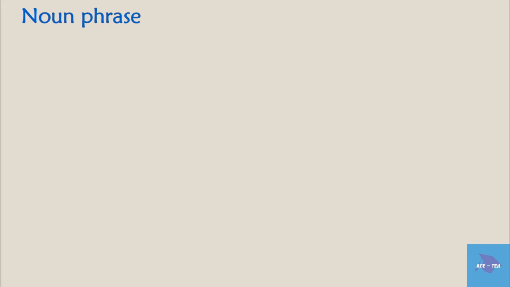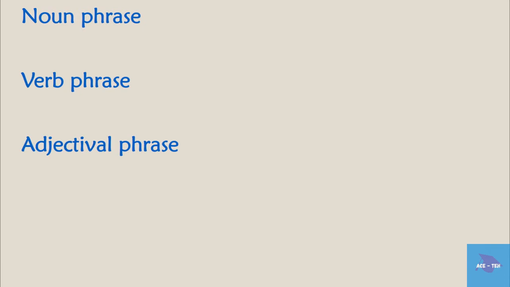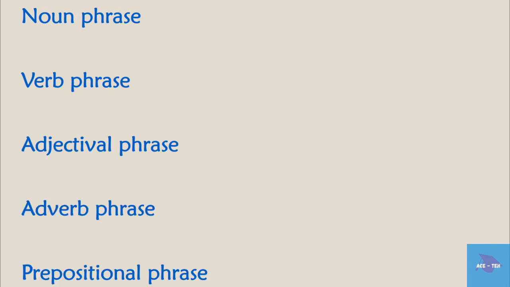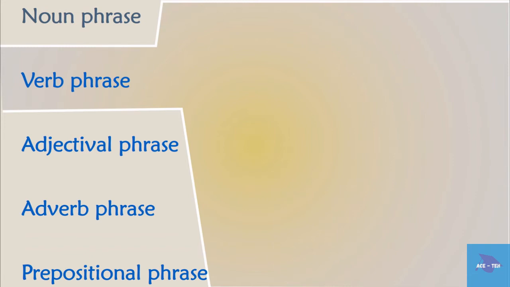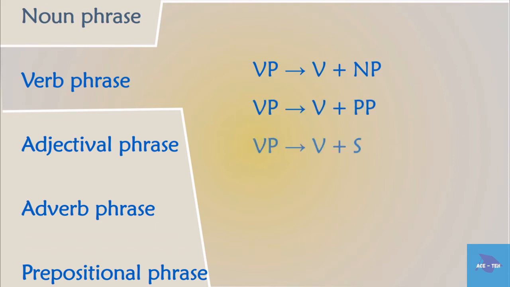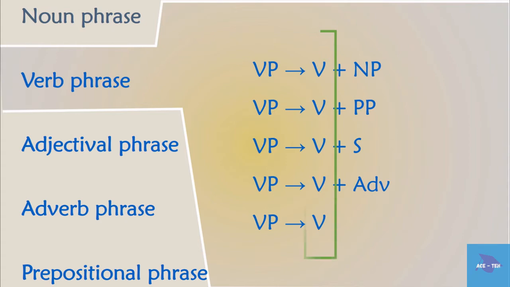There are four more types of phrases possible in a sentence. They are verb phrase, adjectival phrase, adverb phrase, and prepositional phrase. We have already seen noun phrases. Now, what are some of the combinations that a verb phrase can have? We can have a verb phrase with a verb and a noun phrase. We can have a verb and a prepositional phrase, a verb and another sentence or a clause, a verb and an adverb, and just a verb alone. We see that verb is the head here. Let's see one example of a verb phrase that has both pre and post modifiers.